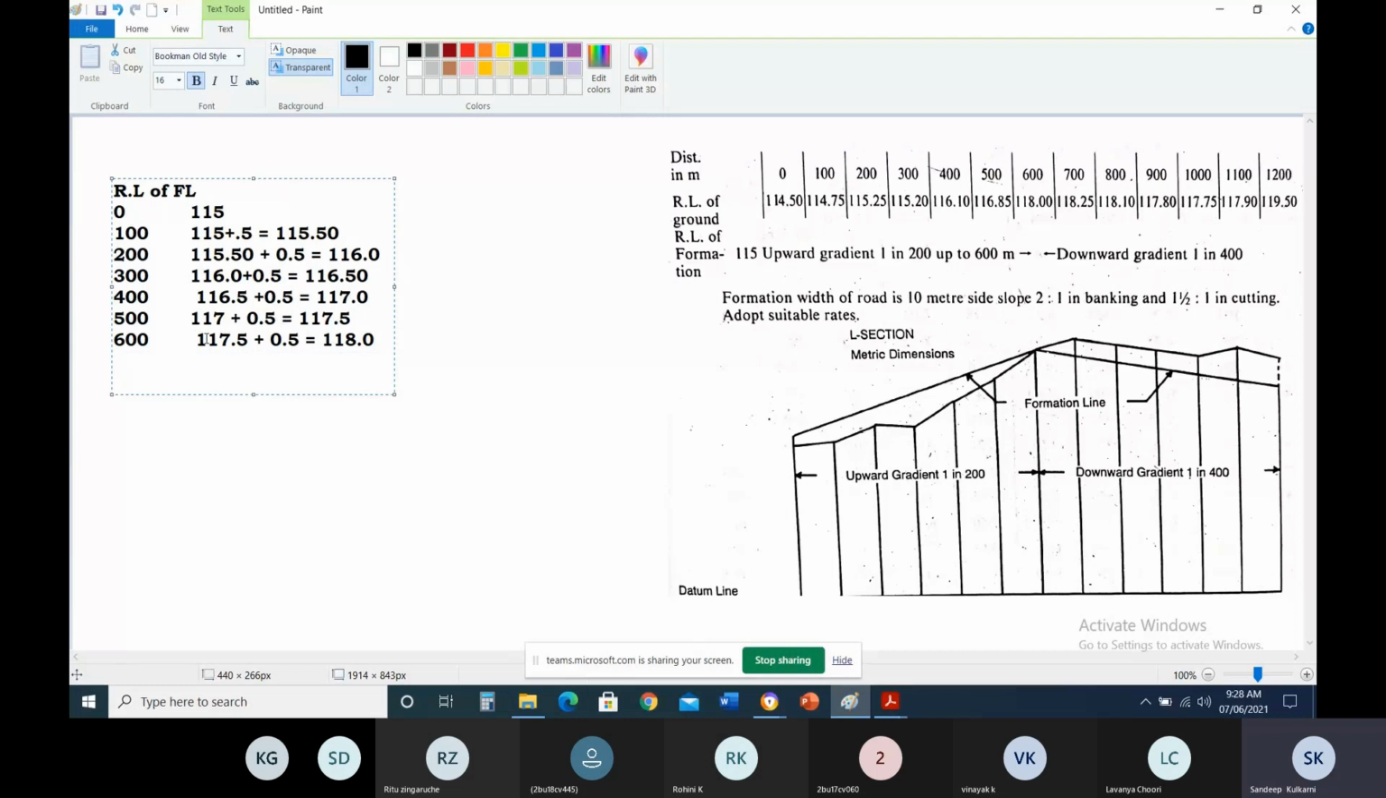Now for the remaining chainages, the gradient is different here, right? The gradient is different here. Just a minute.